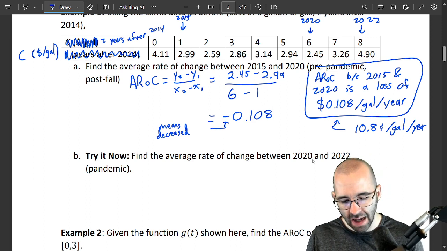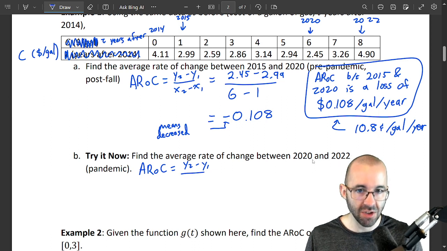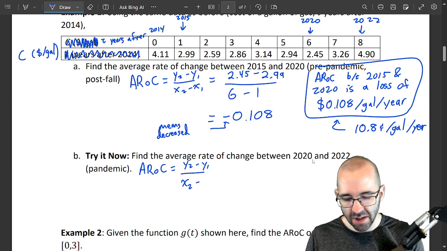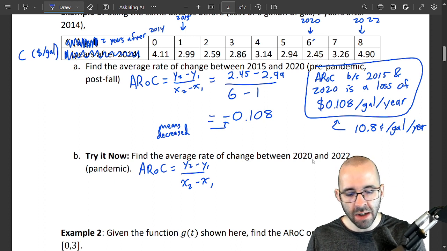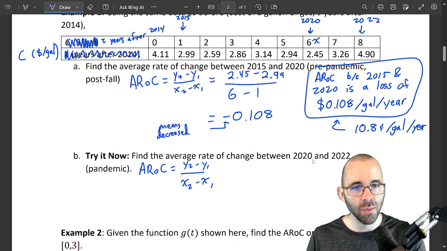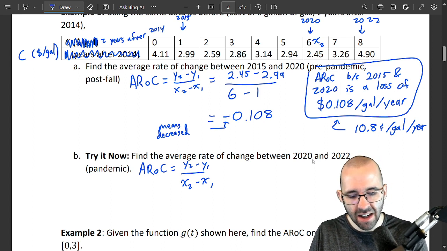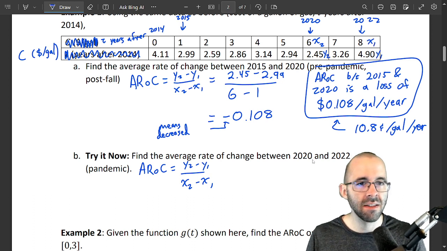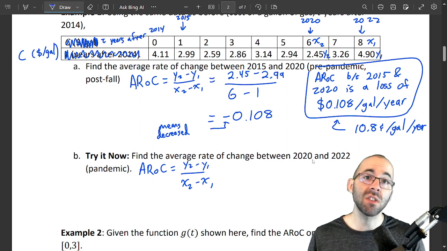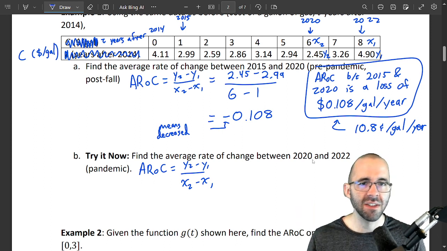Okay, so average rate of change is going to be the same formula. The second y minus the first y, the change in y, divided by the second x minus the first x, the change in x. And so you probably had this as your first x. But I want to show you that it actually really doesn't matter. Let's say we have this as our second x and our second y, and our first x and our first y. Doesn't matter which one's the second one, as long as you're consistent.